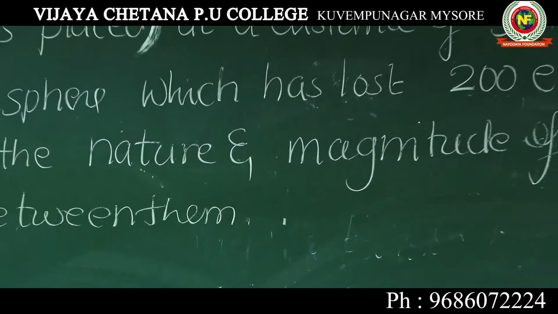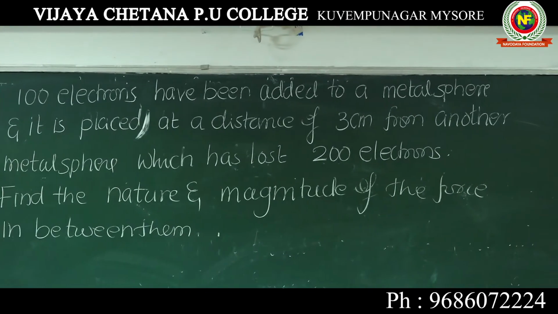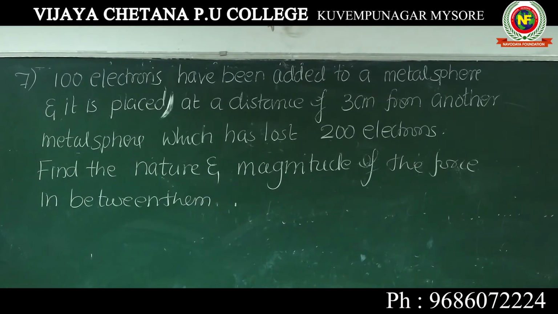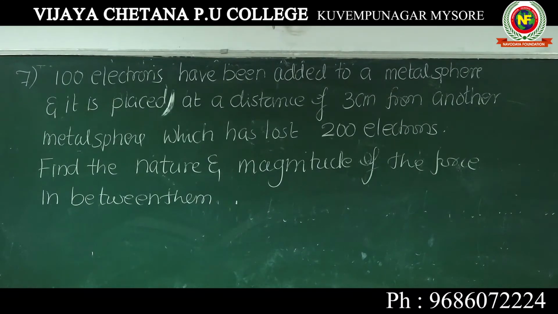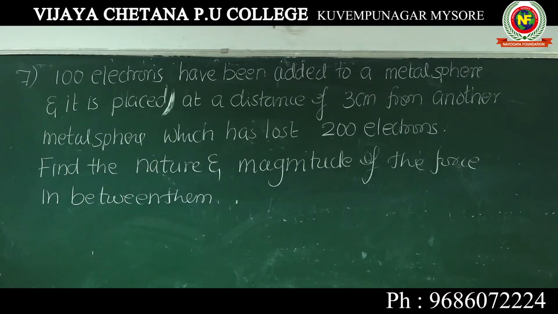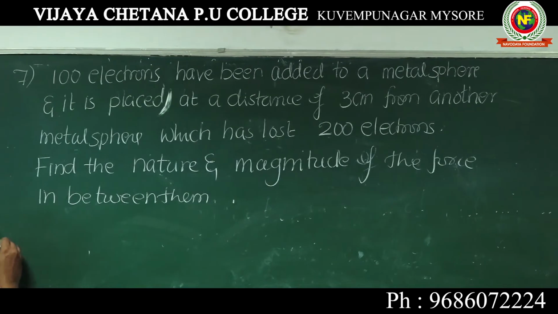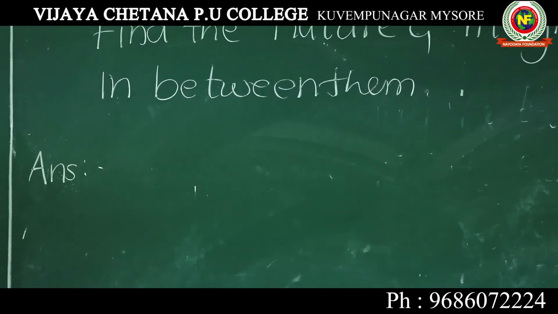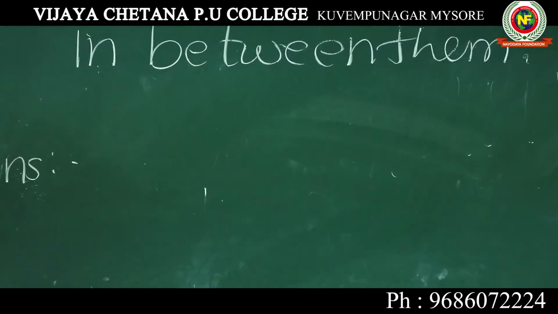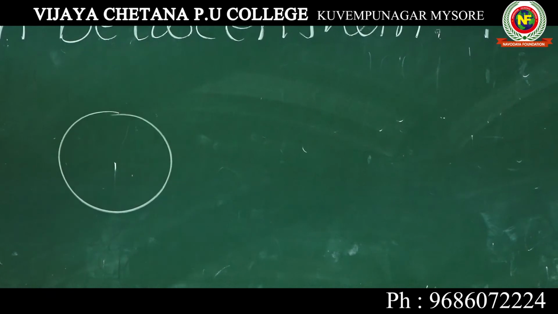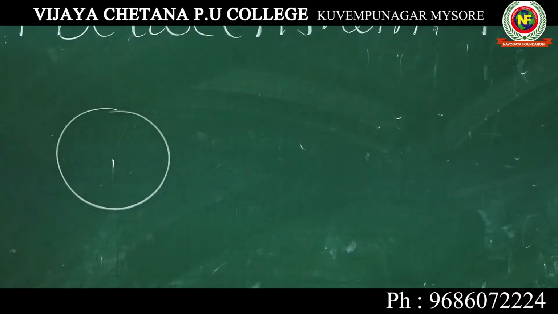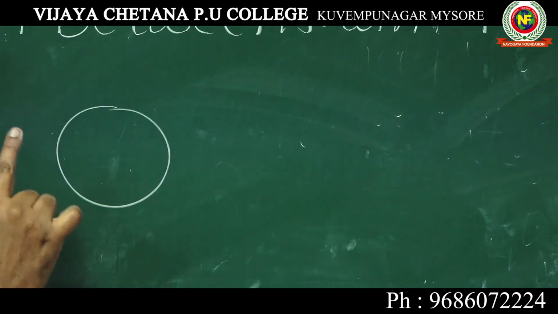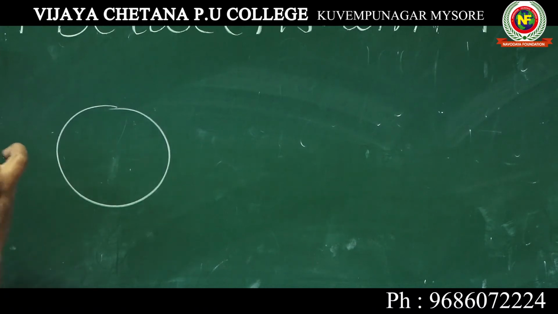Very simple. See, 100 electrons have been added to a metal sphere and it is placed at a distance of 3 cm from another metal sphere which has lost 200 electrons. Find the nature and magnitude of the force between them. See here, first metal sphere has been added with 100 electrons. When you add electrons to a body, what happens, you tell me? When you add electrons, the body will gain negative charge.